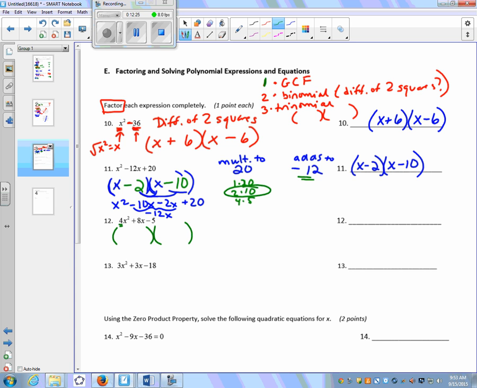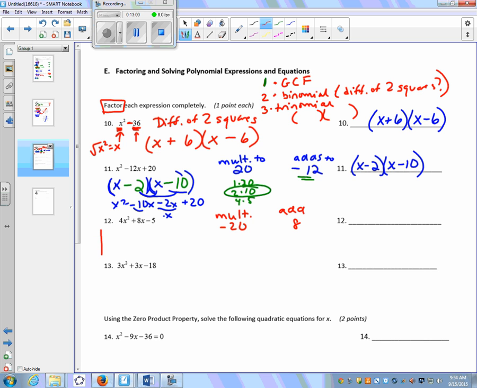But this is not a 1 this time, so the rules change a little bit. Now we have to think what multiplies to be the product of these two numbers, so multiplies to be a negative 20 and adds to be a positive 8. Now, this method is going to change based on how you've been taught. There's a lot of different ways of doing this.